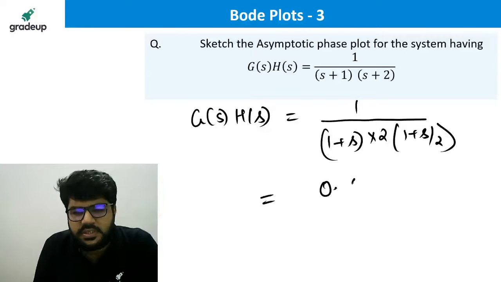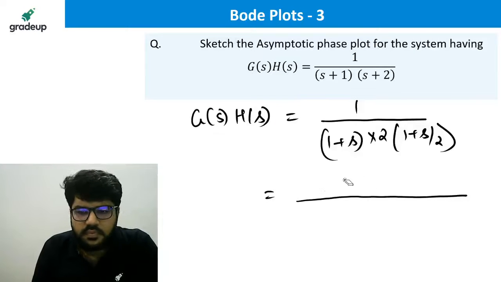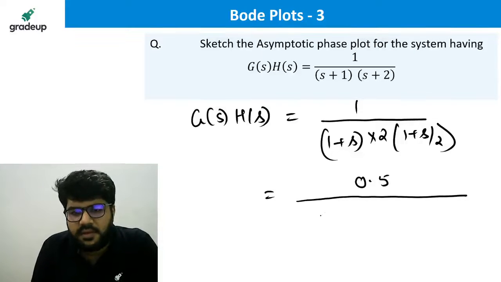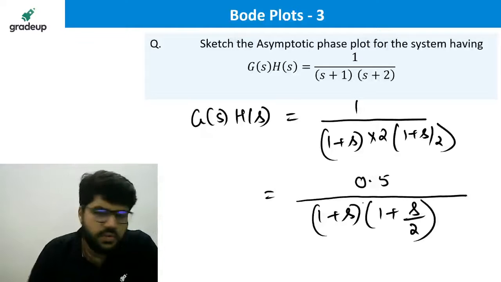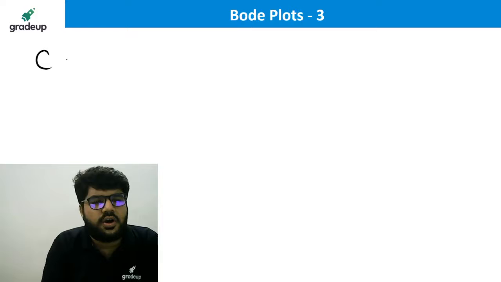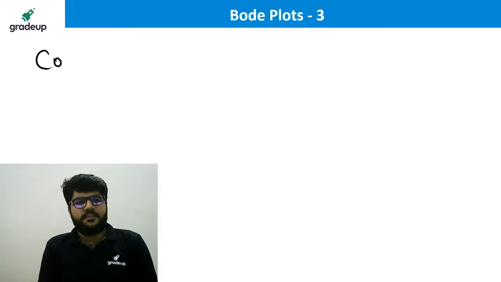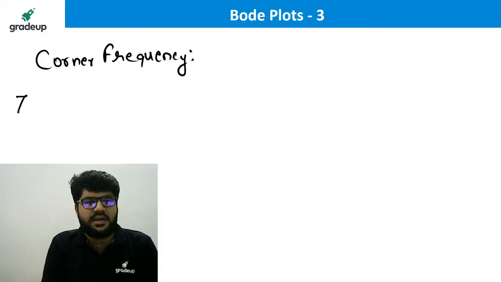So 1 by 2 is 0.5. I only want the phase plot right now. Divided by 1 plus s, 1 plus s by 2. Okay. So first of all, let us write down what the corner frequencies are.